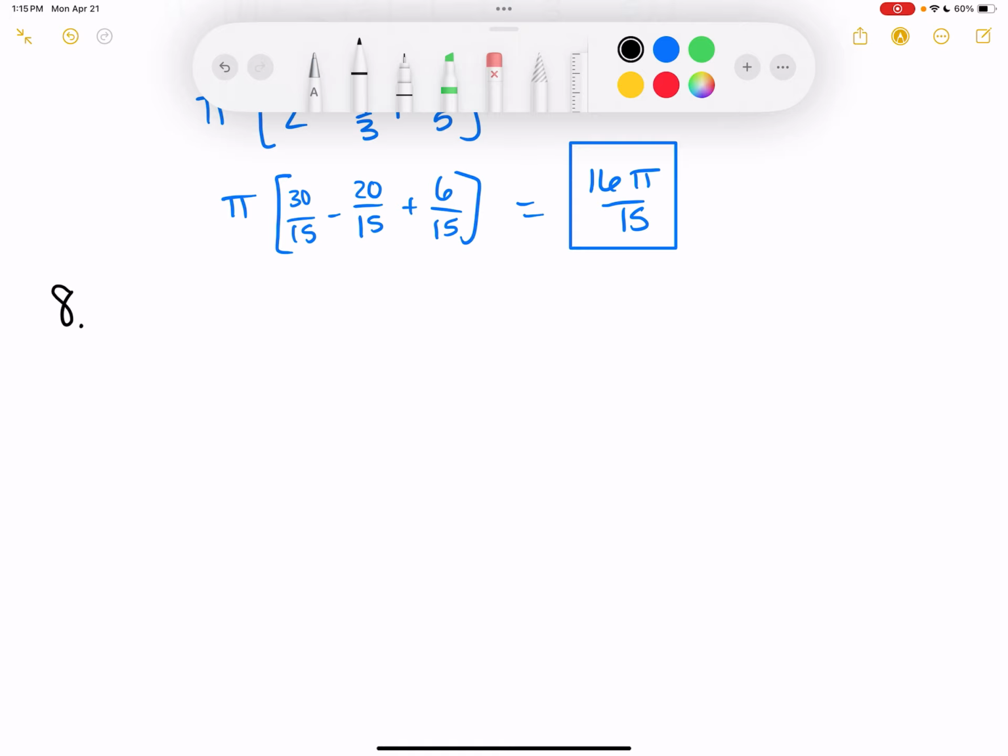Number 8. This one gives us a picture. Not that the last one didn't, but anyways. Find the volume of the solid generated by revolving the shaded region about the x-axis. What? It's 2 cubed. Number 2 cubed.